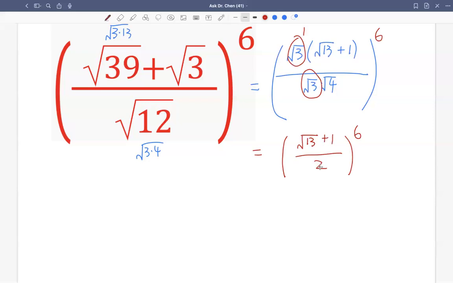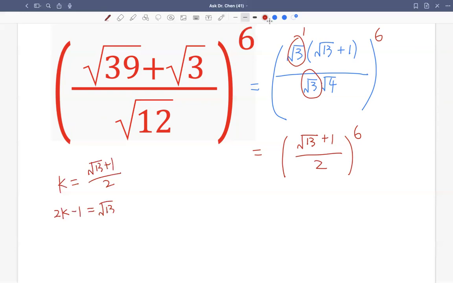So raise this one to the 6th power, that's a lot of work, right? Especially to deal with square root of 13. So what can we do? Let's use a variable. Let k substitute for square root of 13 plus 1 divided by 2. Then we can rewrite this equation as 2k minus 1 equals square root of 13.